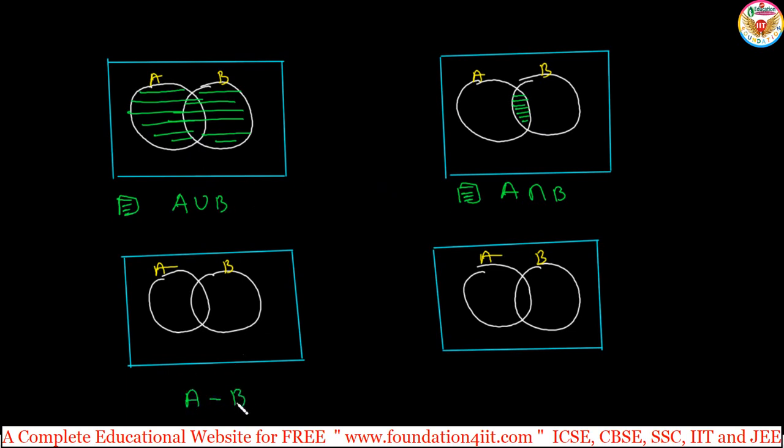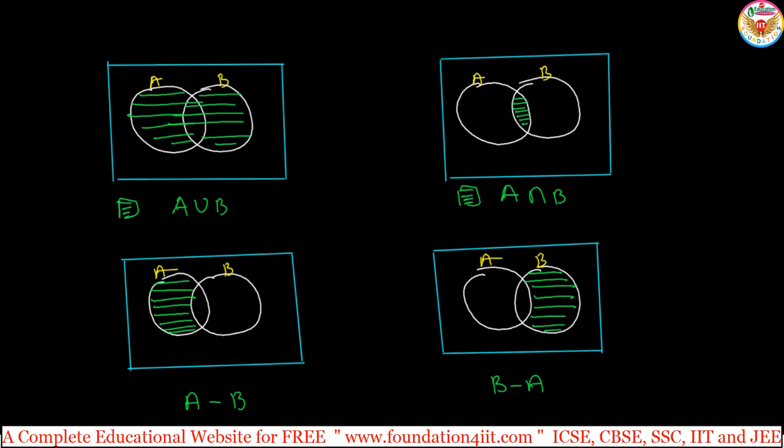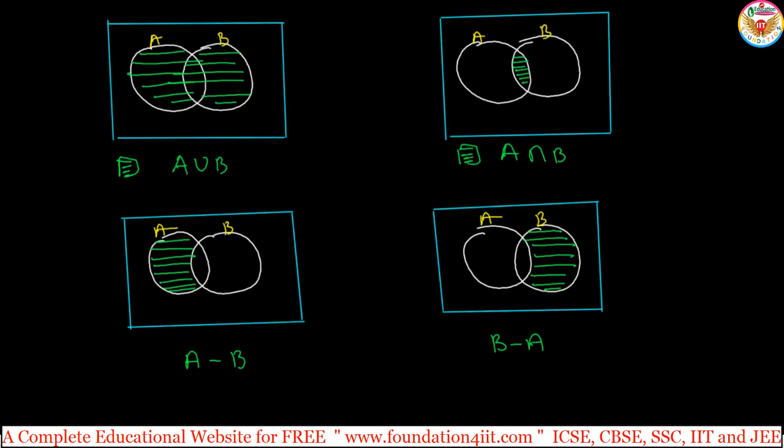Next, A minus B. A minus B is from A, where B should be removed, so only this remains. This shaded part is A minus B. In the same way, B minus A: from set B, if you remove A, only this remains, not even the common part. This shaded region is B minus A. In this way, you can represent the Venn diagram based on shaded union, intersection, and differences.